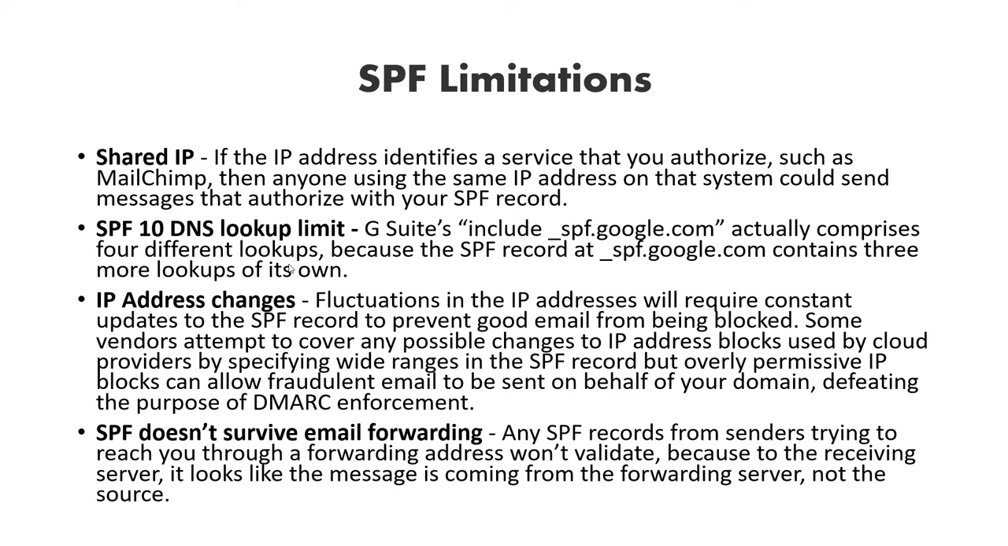There's also an SPF 10 DNS lookup limit, so that's why you always want to use G Suite's include:spf.google.com. It actually comprises 4 different lookups, because the SPF record at spf.google.com actually contains 3 more lookups of its own, so they're additive. So if you had a train of 10 lookups, like every include you also had an include, and it trailed out 10 things deep or whatever, there's your DNS lookup limit right there, and it won't even get past that first one, because it kind of uses up all 10 of those.